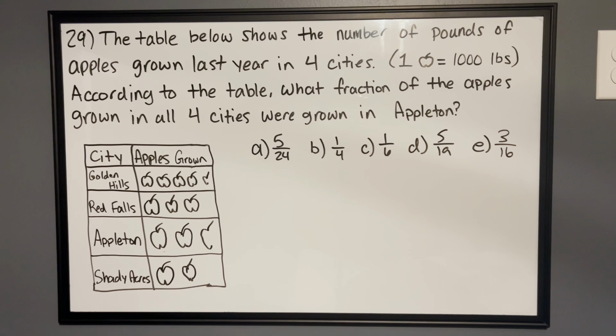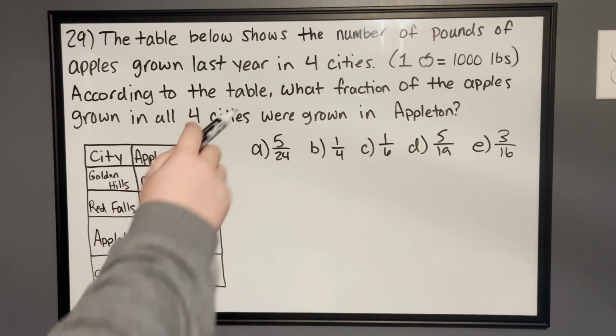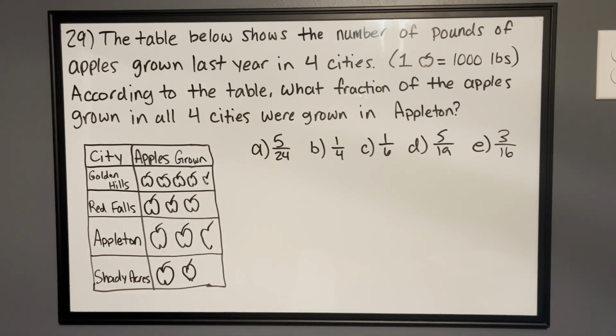Okay, so here we have question number 29. It says the table below shows the number of pounds of apples grown last year in 4 cities. In the scale, 1 apple is 1,000 pounds of apples grown. According to the table, what fraction of the apples grown in all 4 cities were grown in Appleton? So here's my hand-drawn apples. I realize that they're not great, but this is as good as it's going to get coming from my hand.